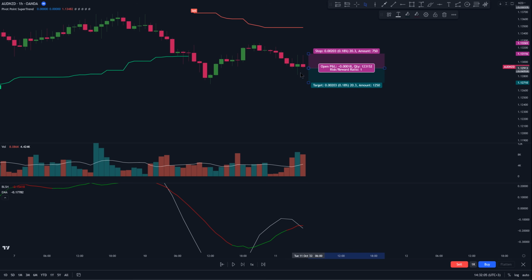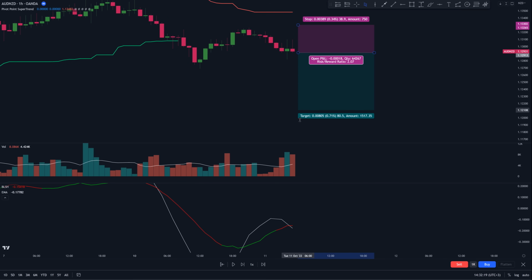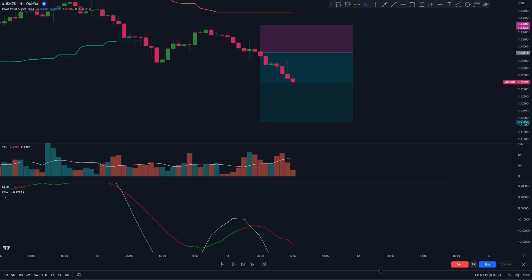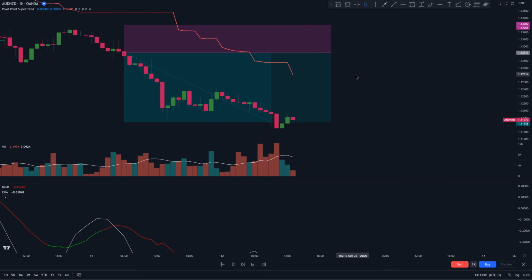The stop loss is going to be set above the most recent swing high, and for the take profit, we're going to set it at 2.5 times the risk. We let this trade run, and it decides to hit take profit.